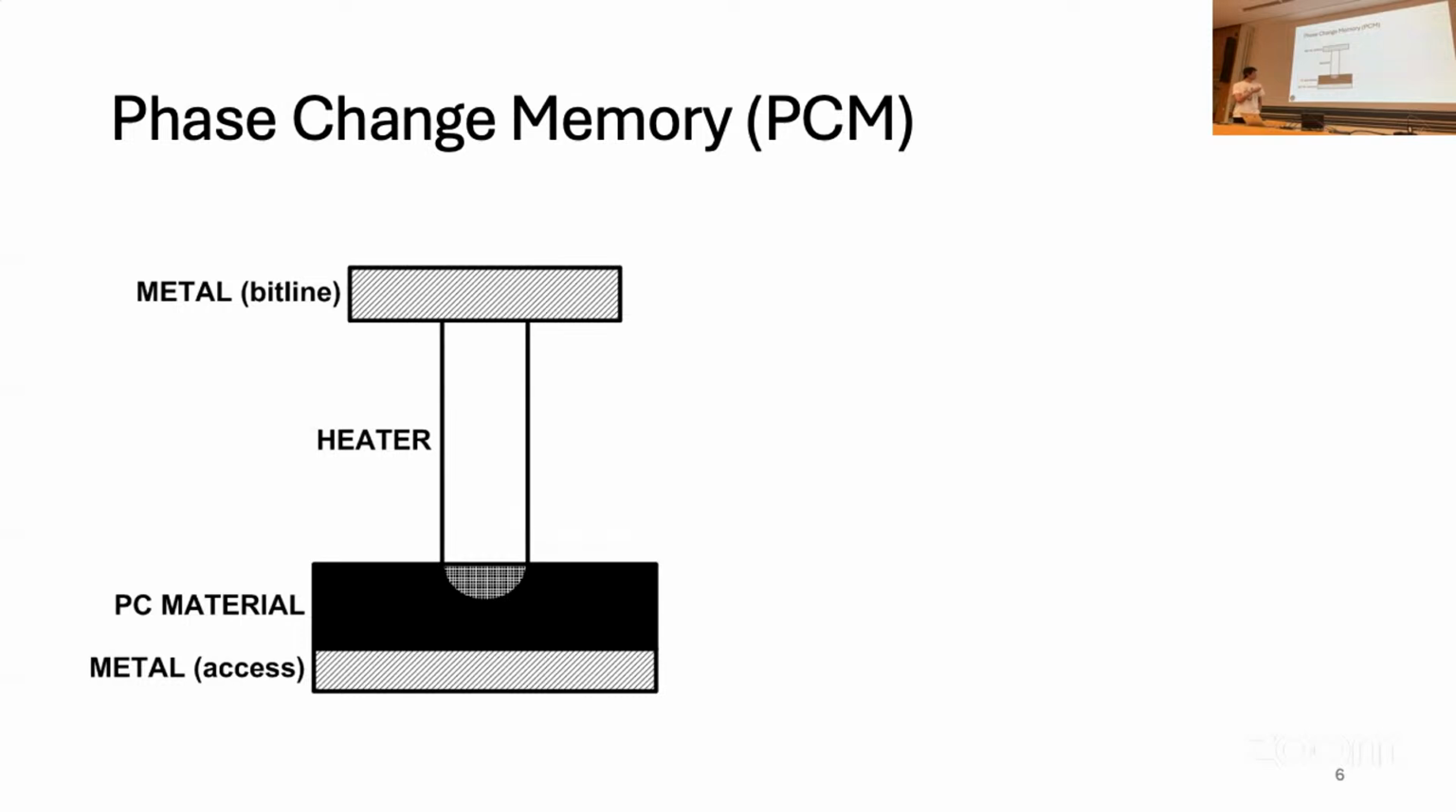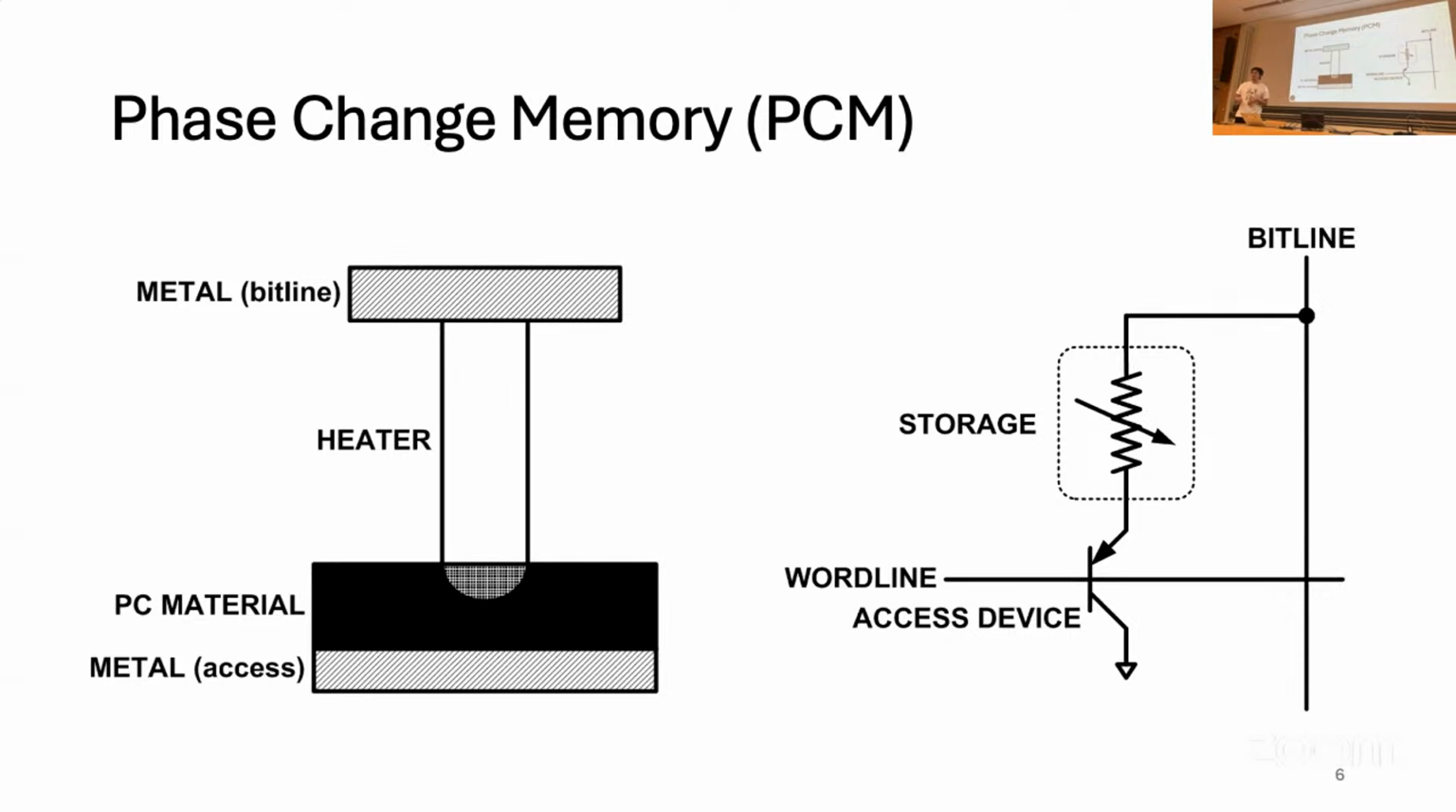In this picture, we have a simplified depiction of what a PCM cell looks like. So squeezed in between two metal axes, we have a heating element and the phase change material. And by applying a current through the heating element and heating the phase change material in the correct manner, we can change its resistance. So if we add some peripheral circuitry, which might seem familiar to you from DRAM, we can see that the PCM cell in effect acts as a variable resistor.